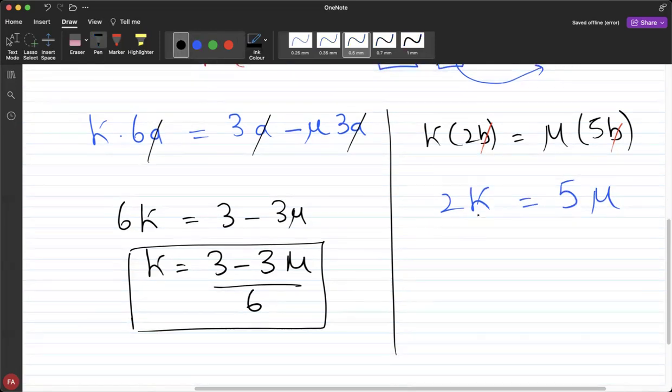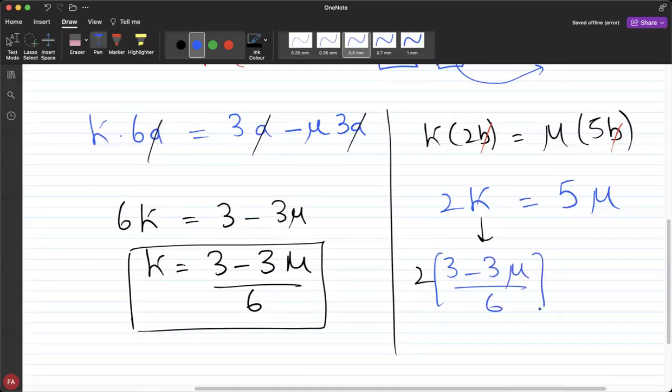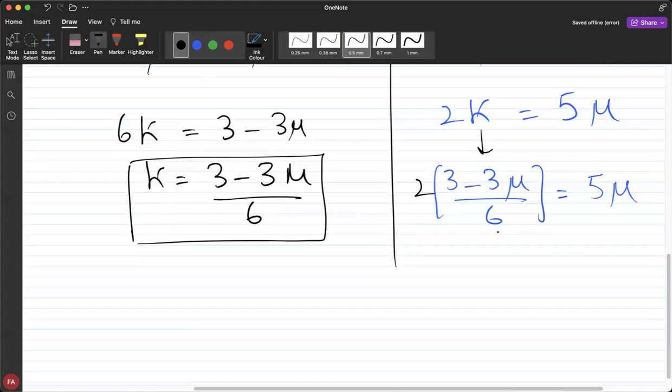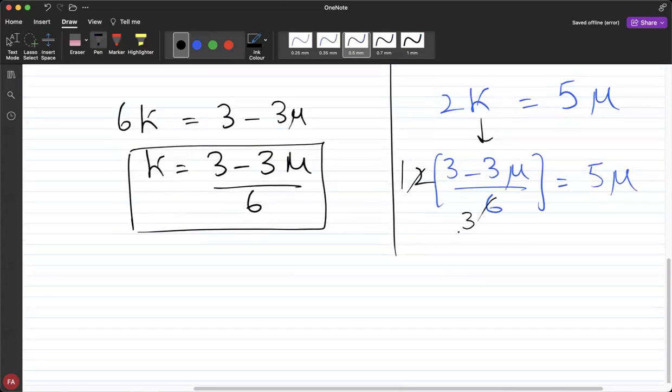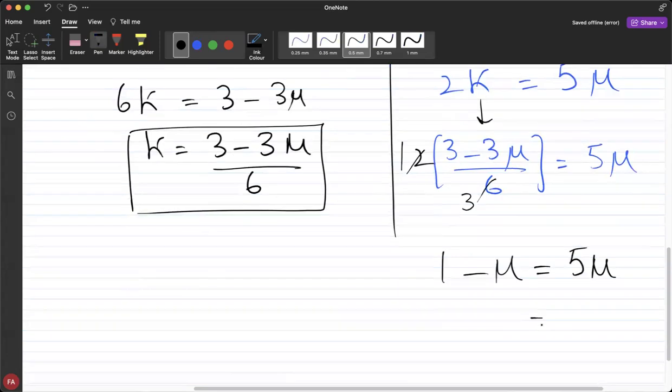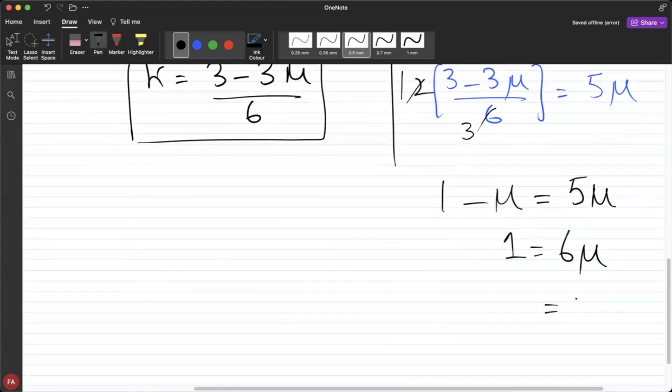Is there any chance you can plug in the k value which you figured out? Can you substitute this value? Of course you can. That means this will be 3 minus 3 mu over 6 is equal to 5 mu. Simplify the fraction. That's going to be just 3, and then if you simplify that as well, that's going to be 1 minus mu is equal to 5 mu. If I were to move this to the other side, that's going to be 6 mu is equal to 1. That means mu, or this constant over here, represents 1 over 6.